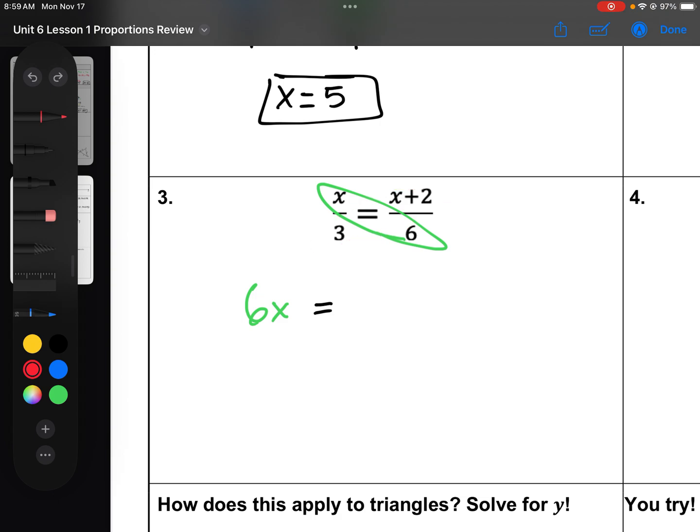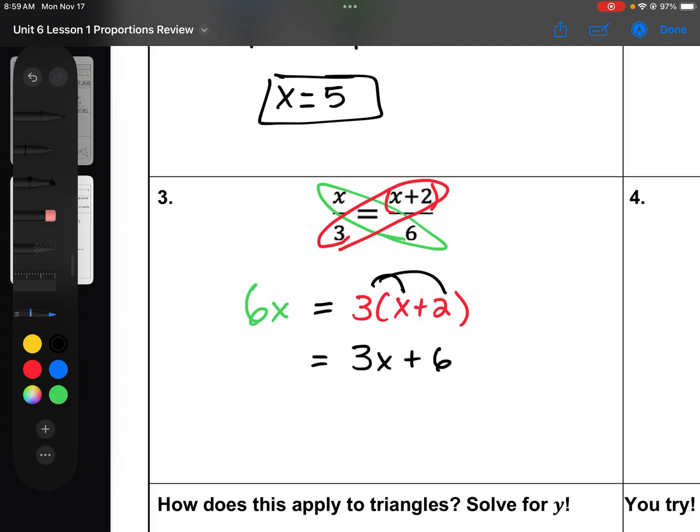It's up to you. X times 6 is 6x, and then I have 3 times the quantity of x plus 2. Once again, we have to treat it like it's in parentheses. So 3 times x plus 2, and then we're going to distribute that 3. It's going to become 3x plus 6 equals 6x.